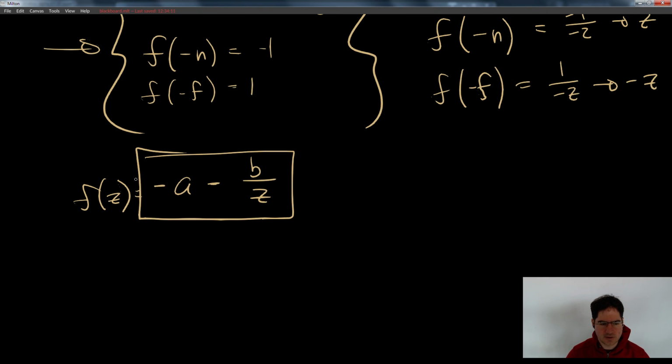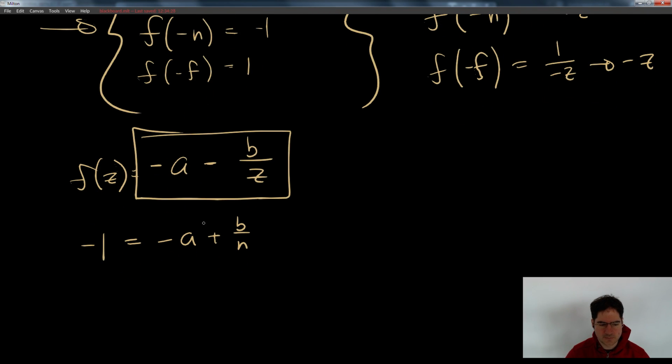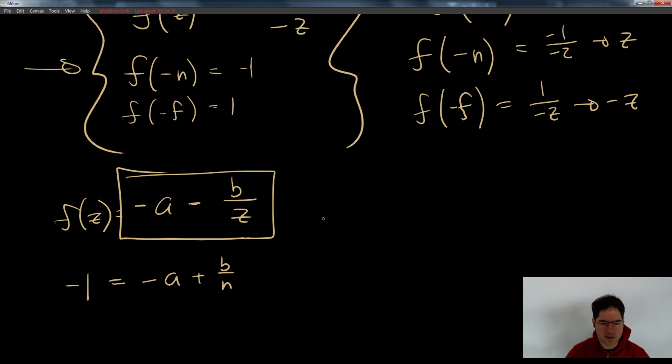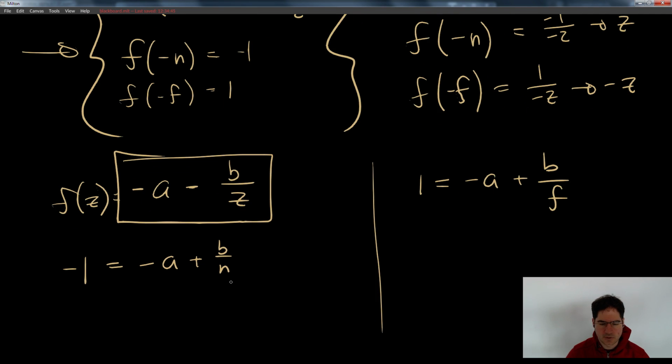That might be the easiest way to do it too. So if we take the negative n case, for example, equaling -1, we'd get -1 equals negative a, and then negative n's on the bottom, so it's plus b over n, right? And similarly, if I want to do the negative f version, we'd end up with 1 equals negative a plus b over f, right?